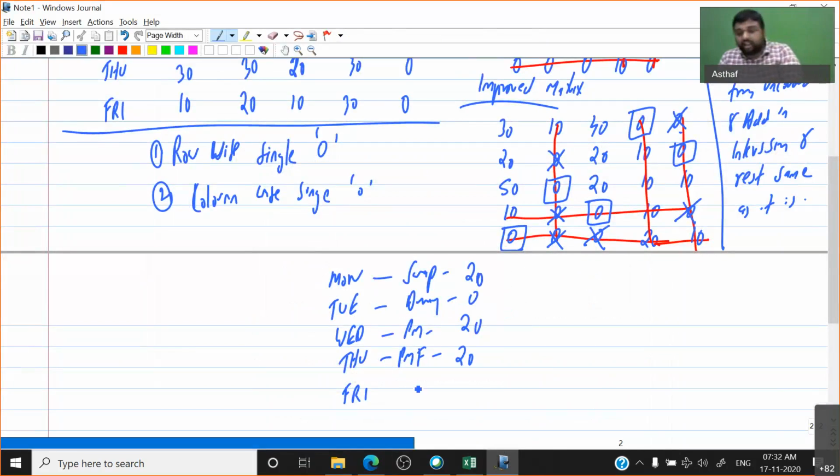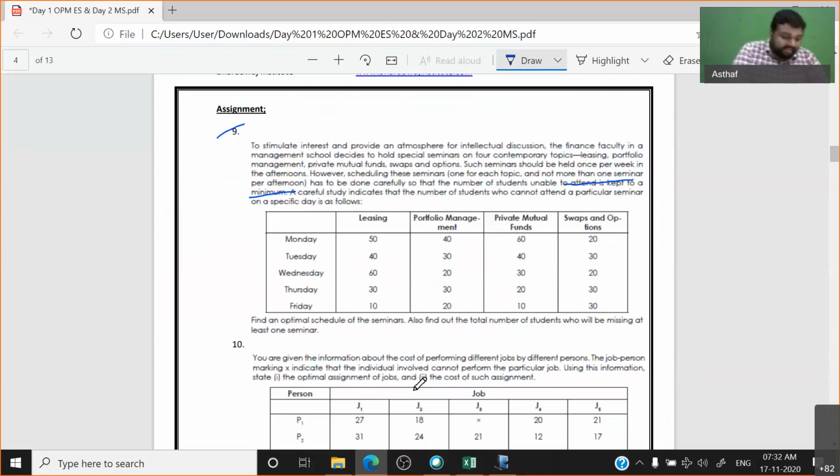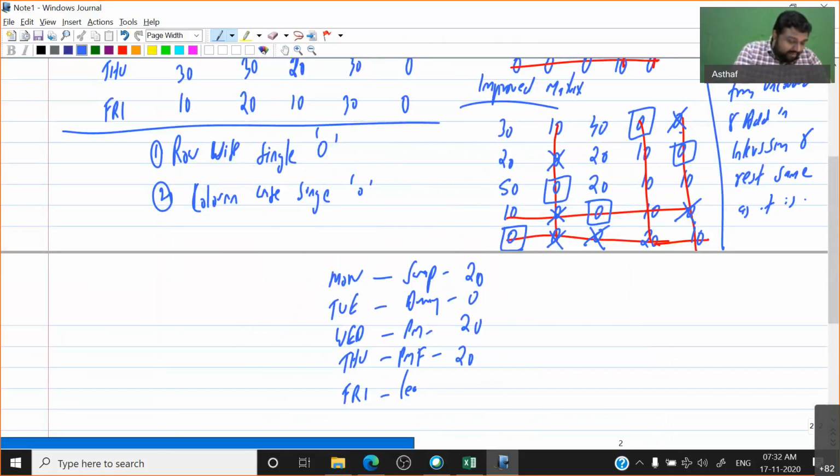Last we have Friday, leasing. See, some of the friends have already given the answer. So the total minimum is 70. You can do any allocation, you won't get less than 70. This is the lowest number. This is the method, so please copy fast. When we do one more problem, you will get more clarity.